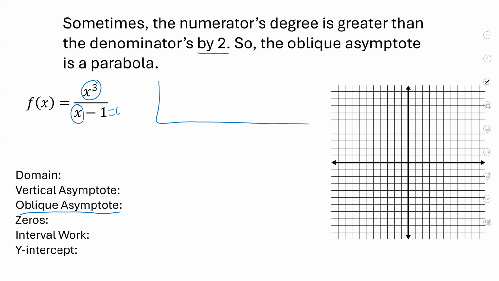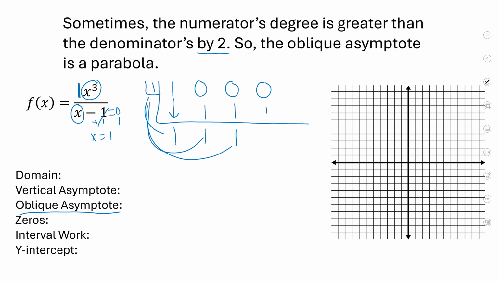Set this equal to 0 and solve. So we get x equals 1. That's what we'll put out here. This is coefficient of 1. We're missing the squared term, the linear term, and the constant term. So those are going to be 3 zeros there. Bring this down, we get 1, multiply, add, multiply, add, multiply, add. So we get all 1s.